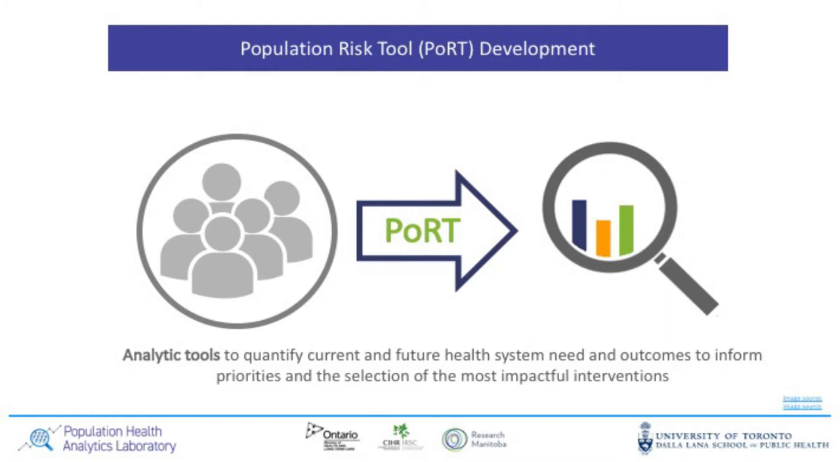So the next thing I want to shift to is to talk a little bit about our population risk tools and our prediction models. This is another level of the work that we do with population-linked data. The idea behind these tools is to quantify current and future health system needs, so that we can inform priorities and the selection of the most impactful interventions or strategies at the population level. That's what we're doing with these population risk tools, and we have many different types, and I'm going to show you three highlights of three that we've developed.